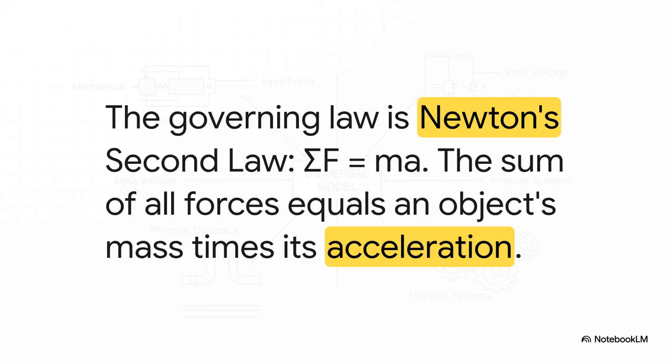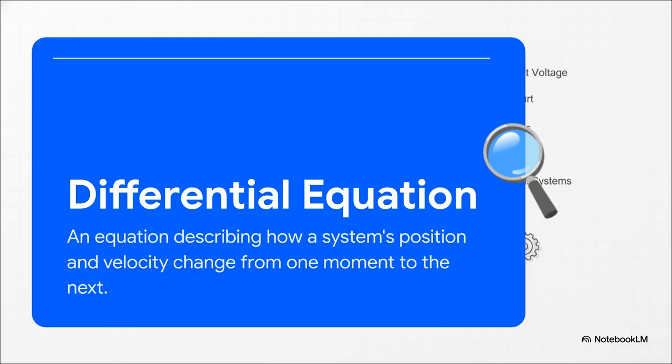So, to translate all of this into the language of math, we're going to pull out a classic from physics, Newton's second law. All it says is that the sum of all the forces acting on an object is equal to its mass times its acceleration. Simple as that. We just add up the forces from the spring and the damper and set them against the force from the road.